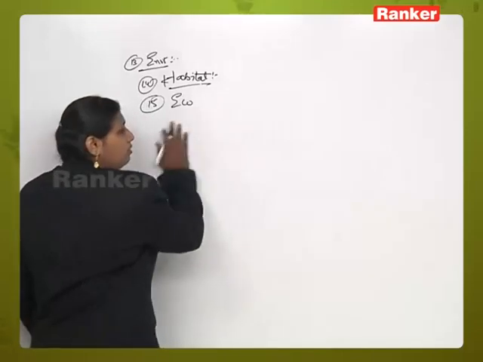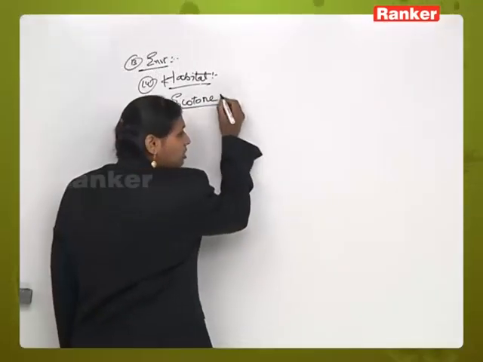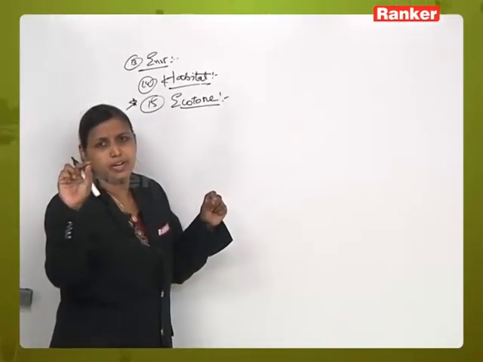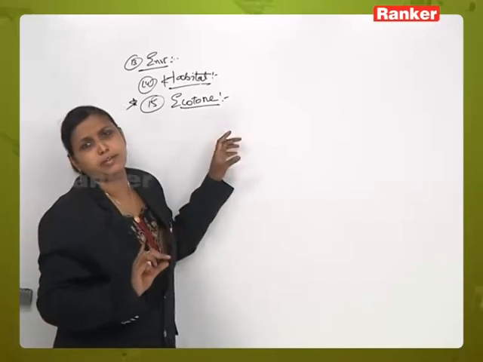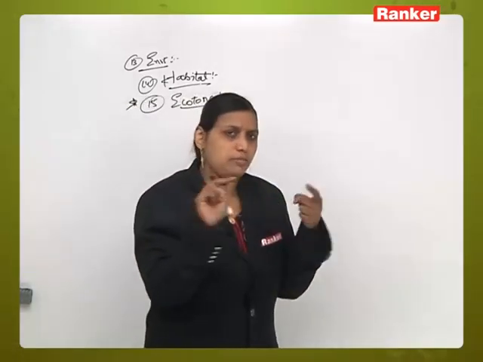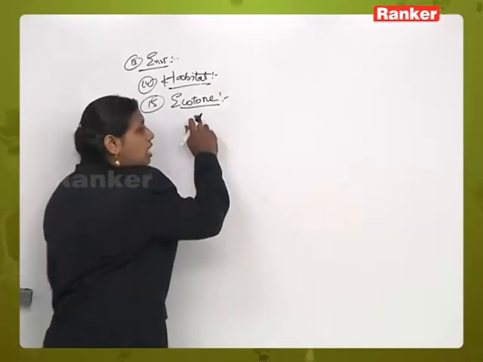Next, you have a term called ecotone. This is a new term and it is important. Ecotone is nothing but a sharp line of demarcation between two different types of communities. Where there is a sharp line of demarcation between two different types of communities, that is called an ecotone.